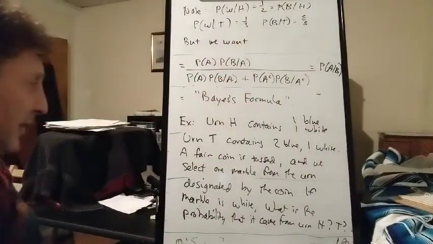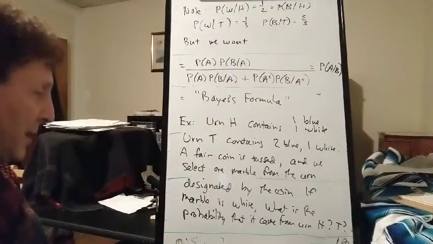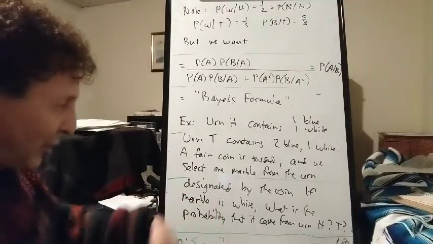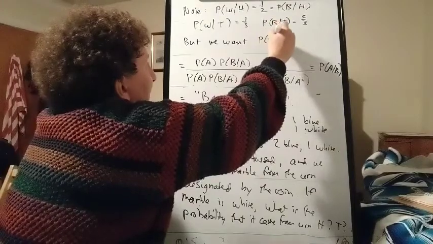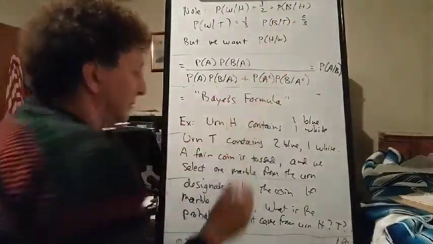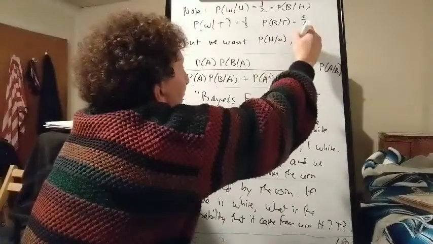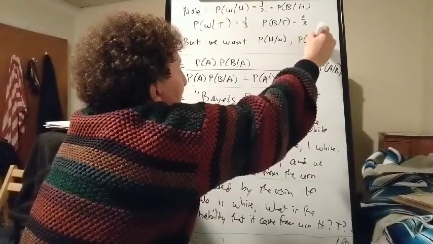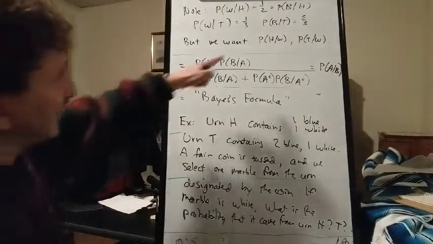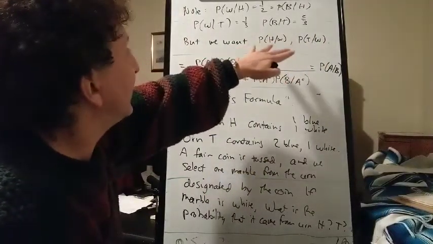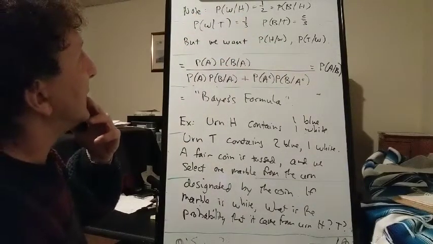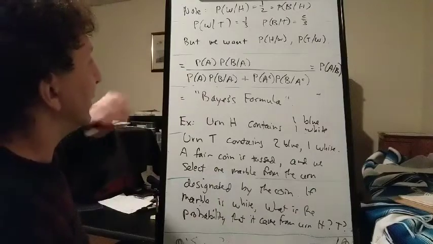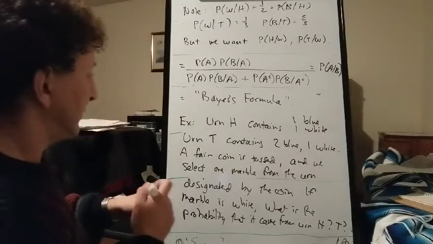But the question says, if we select a white marble, what's the probability that it came from urn H? So we want the probability of H given W, or the probability of T given W. So we've got the conditional events in the opposite order from what we want, but that's okay, because we'll just use Bayes' formula and turn everything around.